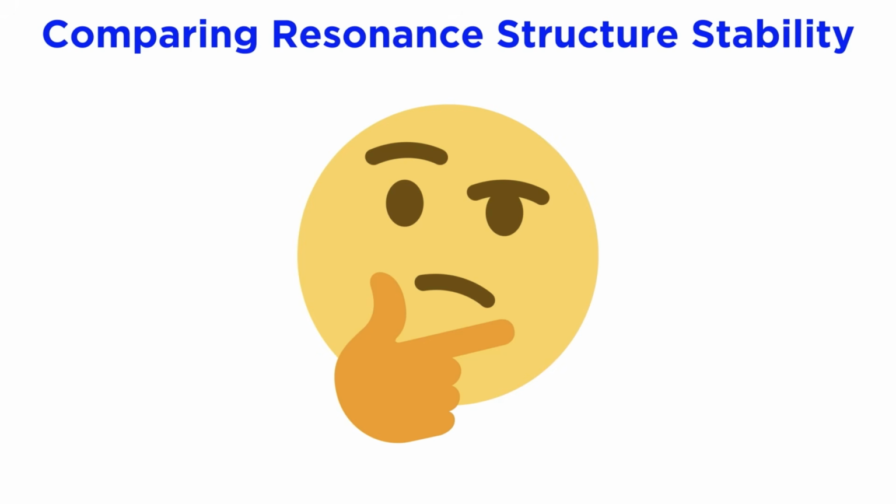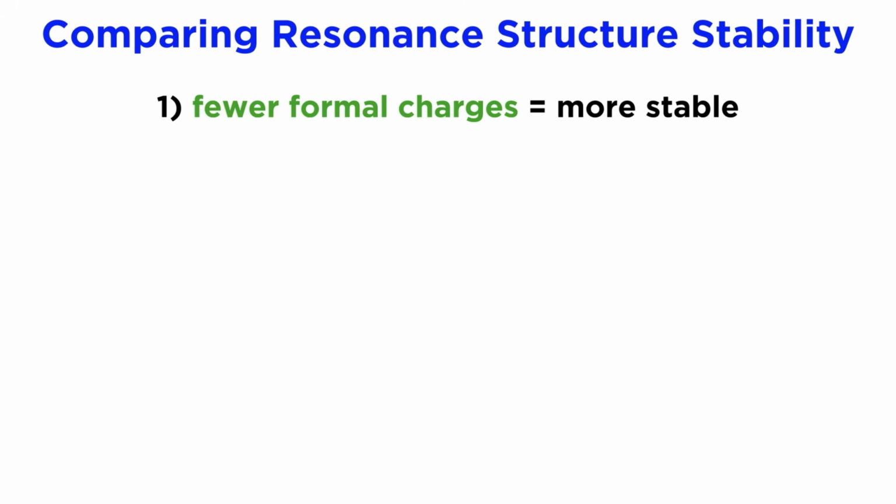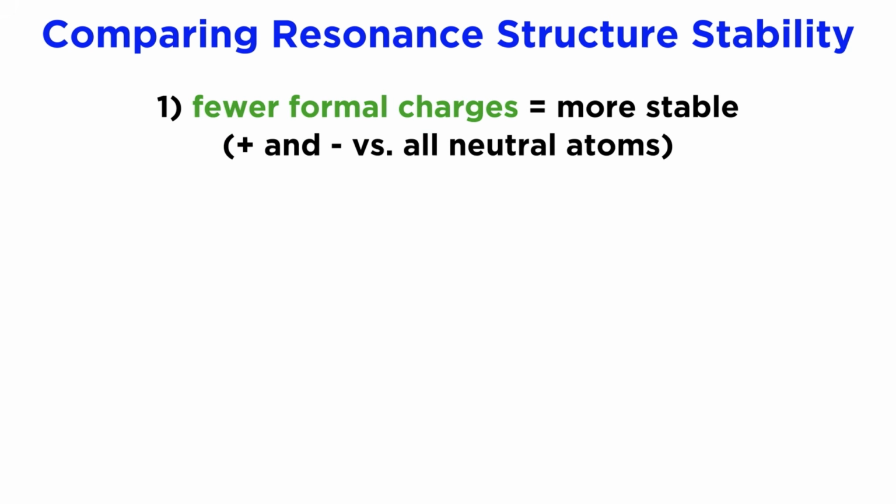We should also quickly discuss how to compare the stabilities of different resonance structures for the same compound. There are a few rules with this. First, a structure with fewer formal charges is more stable. So if one structure has one formal positive charge and one formal negative charge, and another structure has all atoms completely neutral, the latter is more stable and thus more strongly contributing.